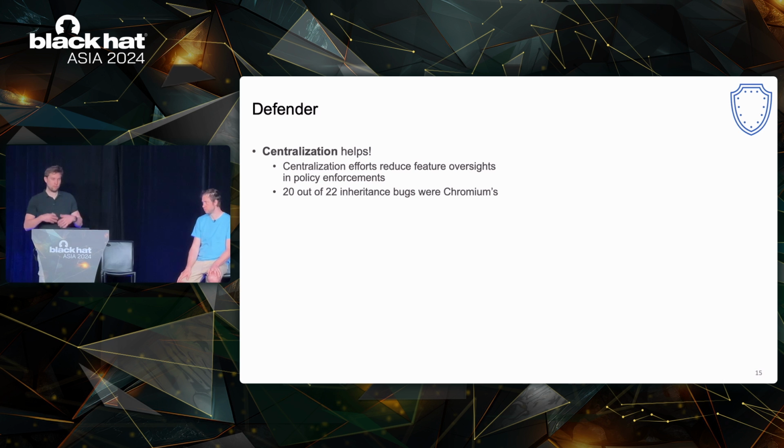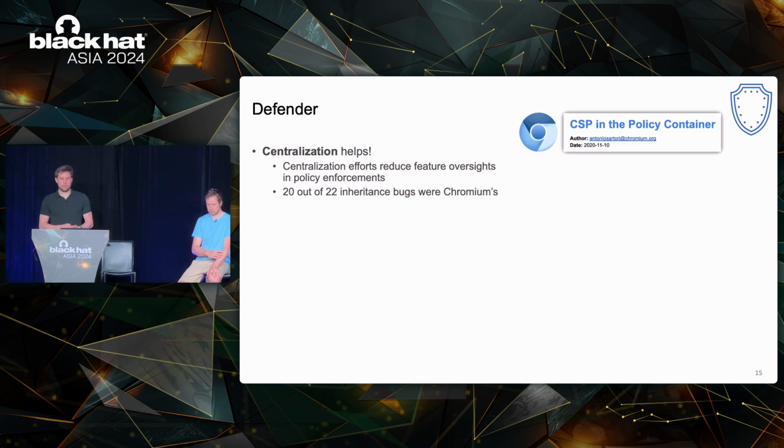We found in total 22 inheritance-related bugs, and 20 of those affected Chromium, and only 2 affected Firefox. Now, this is the case because Firefox did a much bigger effort centralizing this enforcement. Later on, Chromium developers also did a huge effort by putting CSP enforcement in the policy container. And this was landed in 2021, and this immediately resolved 7 of these inheritance bugs.